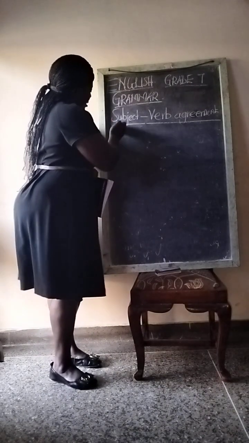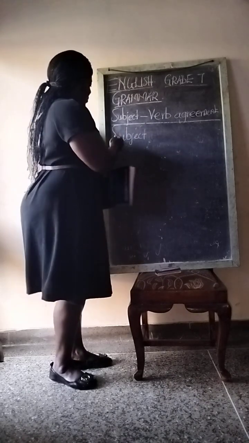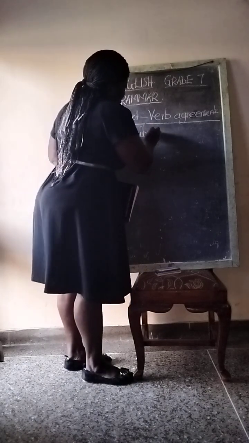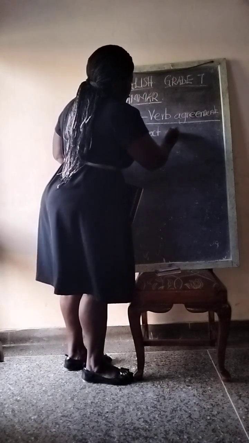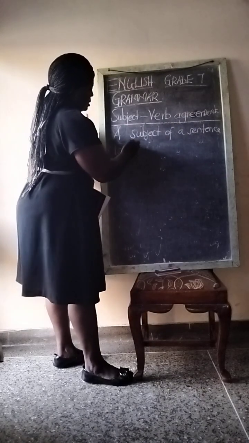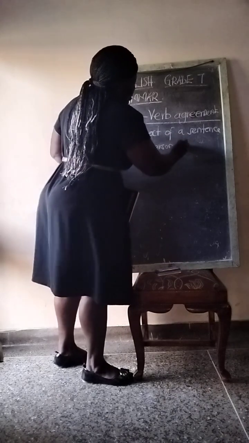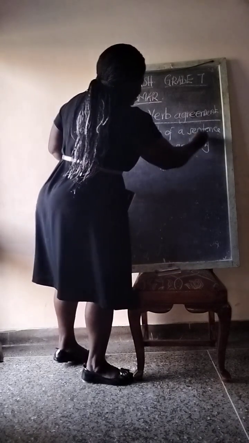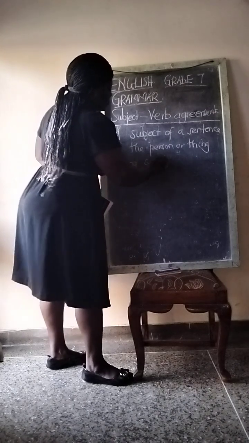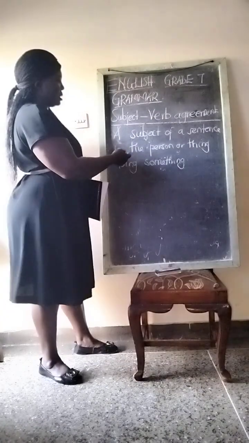Now, subject. What is the subject of a sentence? A subject of a sentence is the person or thing doing something. The person or a thing doing something.